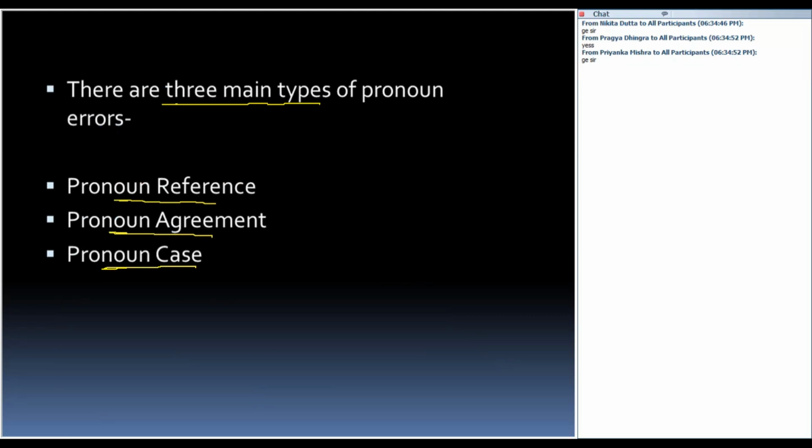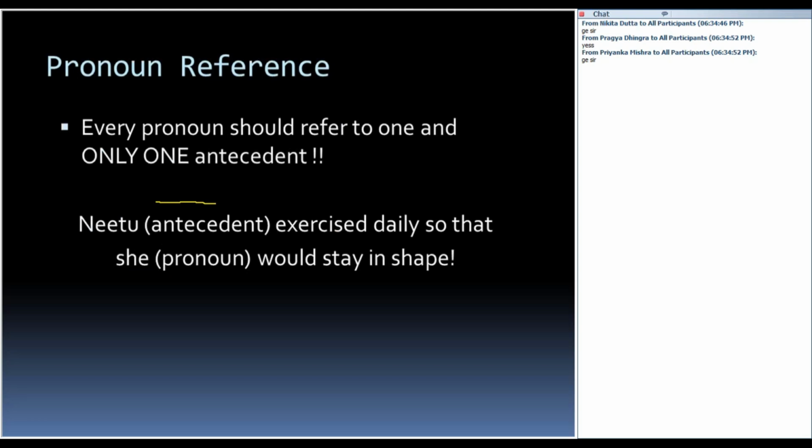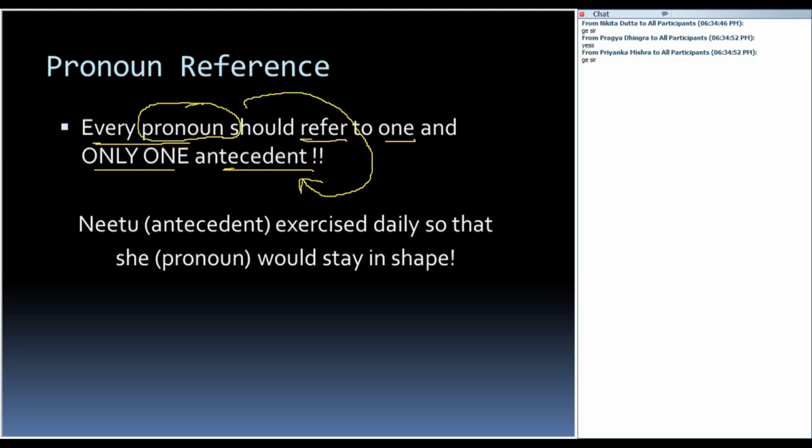The first one, pronoun reference, is pretty simple. Whenever you use a pronoun, every pronoun that you use should refer to one and only one antecedent. There should be no confusion about its antecedent. If there is a confusion about its antecedent, we say there is a pronoun reference error. That means there is a confusion about the reference of the pronoun. What is the pronoun referring to? Which noun is it referring to?